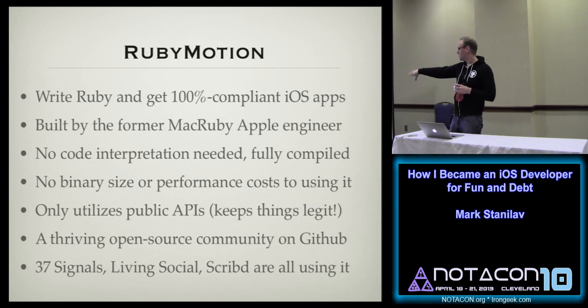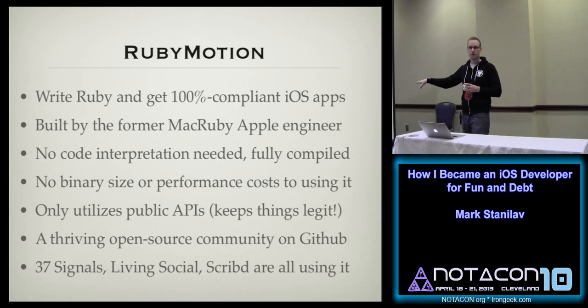And if any of these are companies you use or know about, these are companies that are using RubyMotion for their production iOS apps in the App Store. 37signals just released theirs. It's a beautiful app. If you're worried about, well, can it really do as good of an app as it can? Check out what they've done. It's pretty cool.